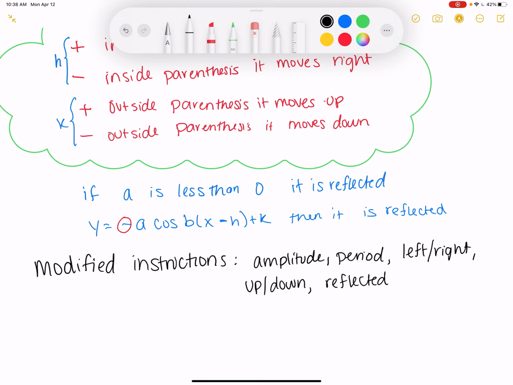Okay, these are the modified instructions to list these things. Okay, if it doesn't apply, then you just don't have to write it. You don't have to write like not reflected. You only need to write something about it being reflected if it is.